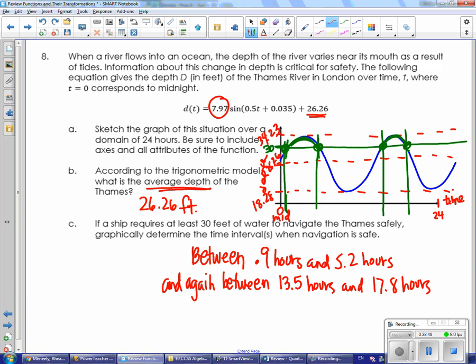So there are 2 intervals. It looks like once in the morning and once in the evening when the water is deep enough for the ship to pass. Okay, so I think that wraps up our review of periodic functions for the quarterly.